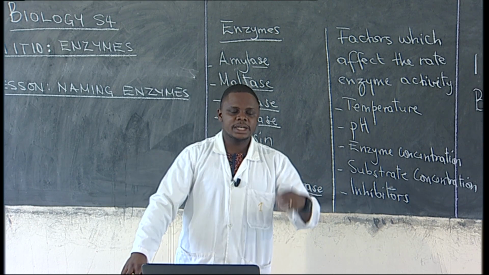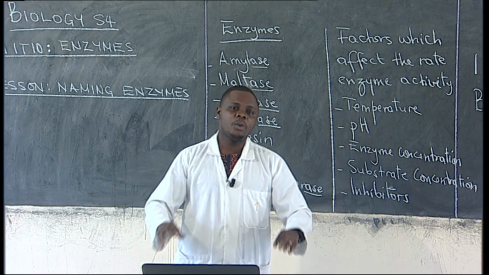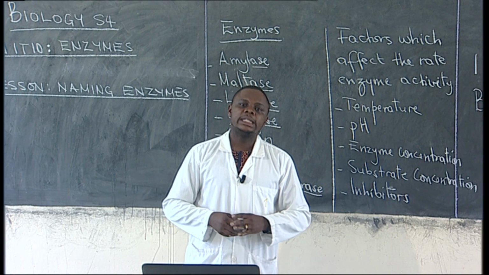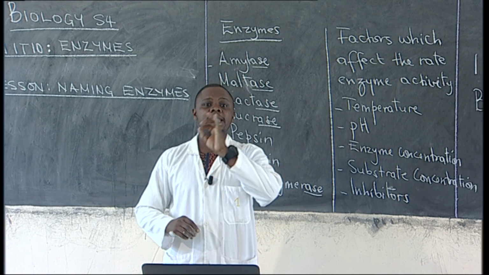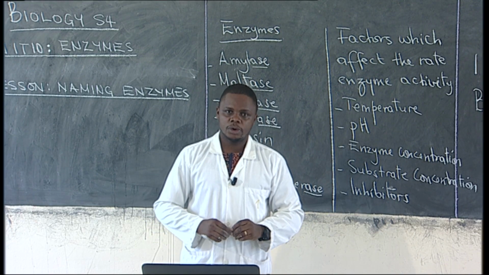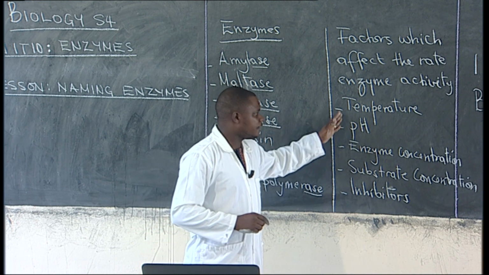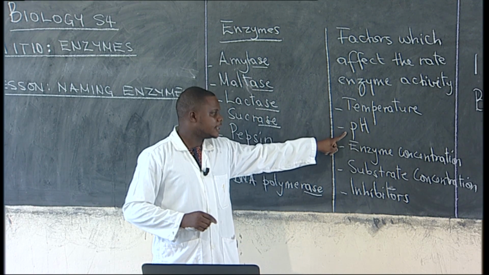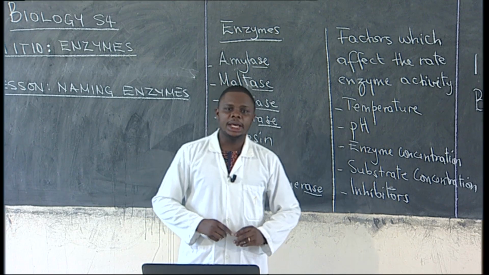Dear students, let us make a quick review of what we have talked about. We have seen what an enzyme is. We have seen different hypotheses about the functioning mechanism of enzymes. Remember, we have seen the lock and key hypothesis. We have also talked about the induced fit model. Then from there, we have talked about 5 factors which affect the rate of enzyme activity: temperature, pH, enzyme concentration, substrate concentration, and inhibitors.